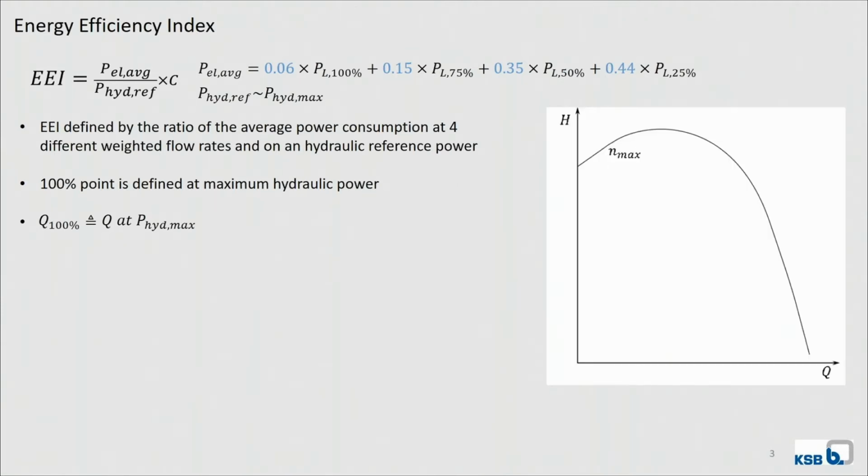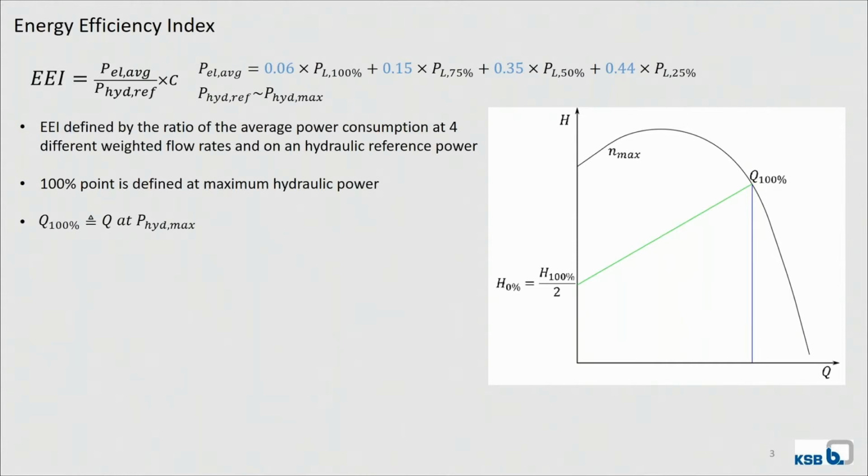Okay, and now I want to explain this a little bit more. On the right hand side here, you can see a typical characteristic curve for head for this pump, and you see here the curve for maximum speed. And in this diagram now we can prescribe the flow rates. The flow rates at 100% point, we already defined this at maximum power, and we still need the flow rate 0.